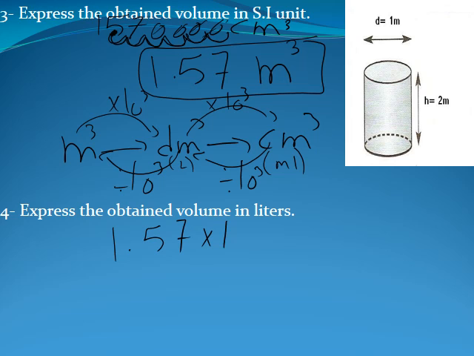So it will be 1.57 times 1000, which is 1570 liter. They say in liter, so it will be liter. Don't forget the unit. Okay? This is done. Thank you.